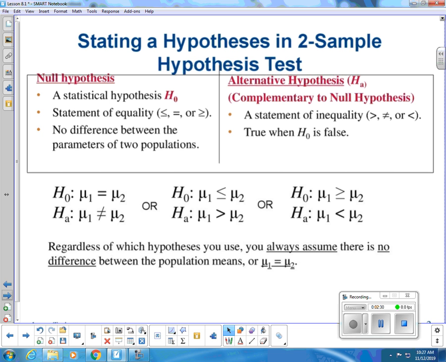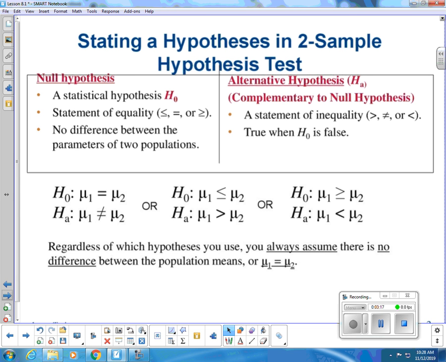The alternative could be greater than, less than, not equal to, okay? But you always want to assume that there's no difference. So your null, your hypothesized mean, I should say, is going to be that they're equal. So you can have a null that has greater than or less than or equal to, but you're always assuming that the means are equal.